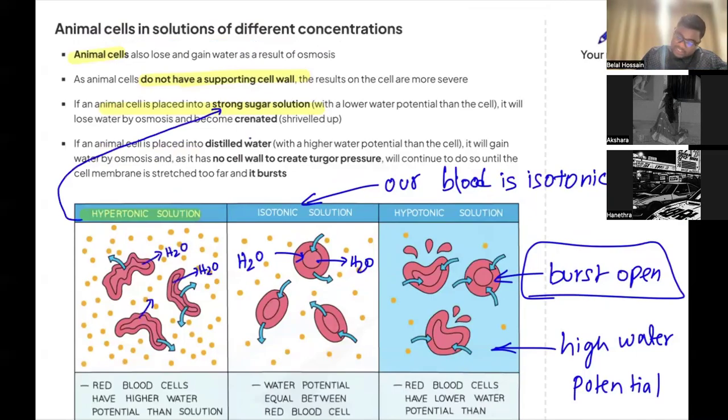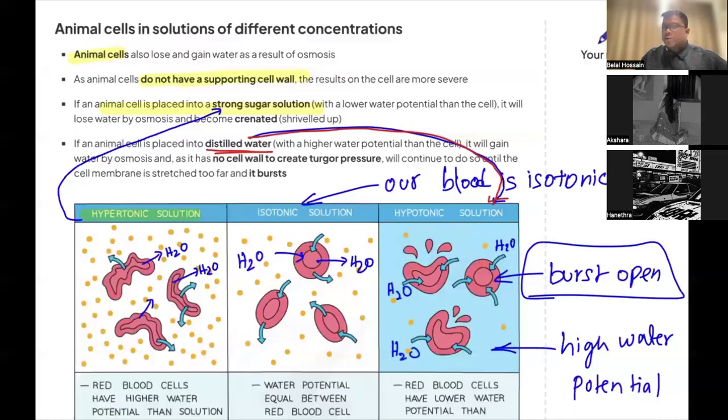Hypotonic means distilled water. I'm just giving an example, okay? It is just like distilled water. And what is that? That is hypotonic, meaning the cells will gain too much water. And if cells gain too much water, animal cells will burst open. Oh my god. We don't have a cell wall. We only have a cell membrane. The cell membrane is too soft.